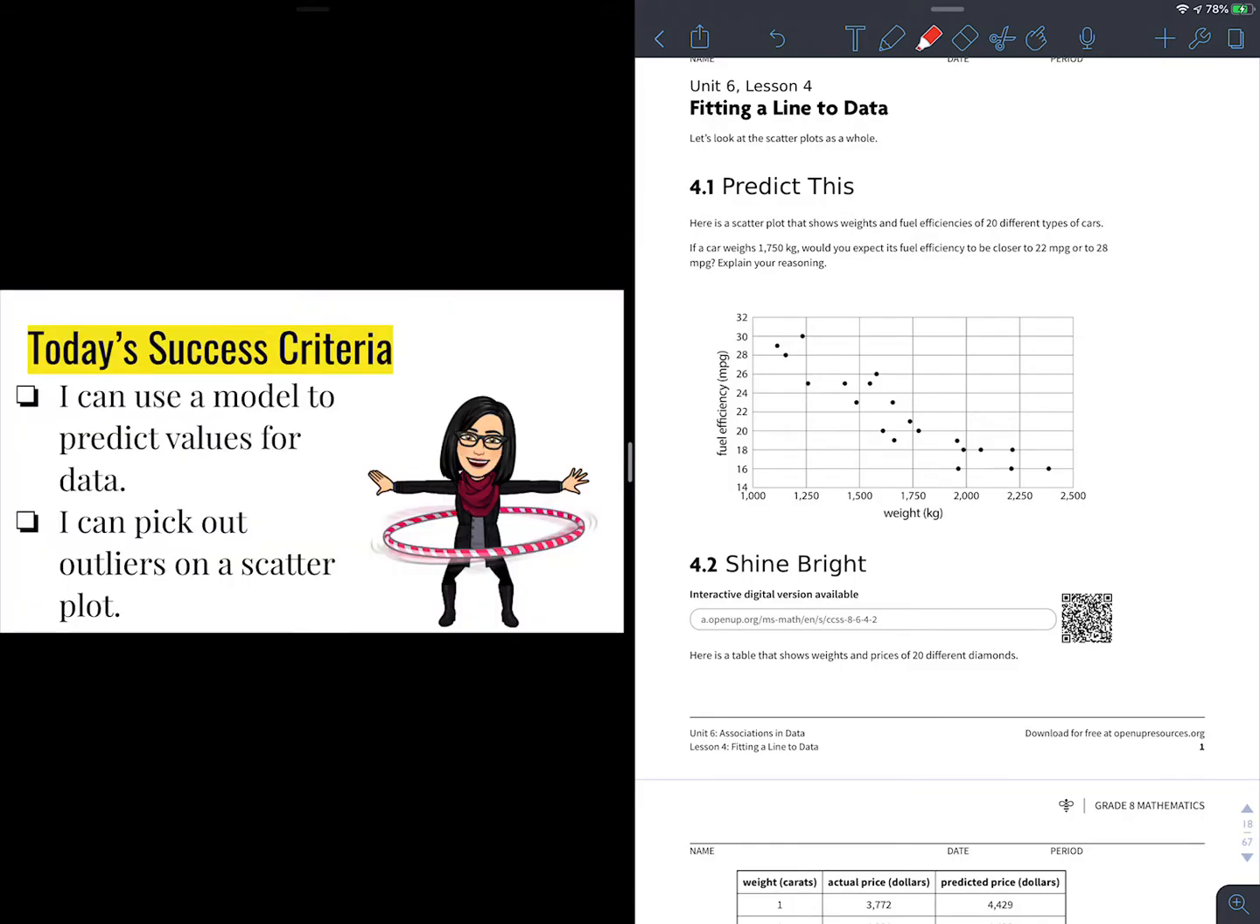And the criteria is to use a model, and that's going to be a key word here, is we're using a model to predict values for data. And then we're also going to pick out outliers. Another key word, outliers. We're going to be able to say what that is and what that means on a scatter plot by the time you're done with this video.